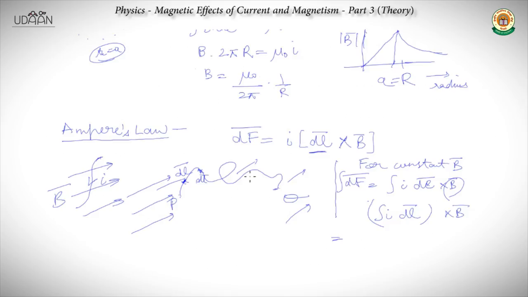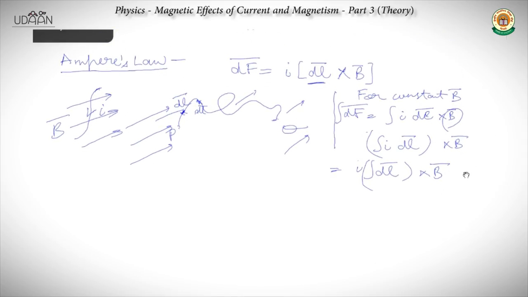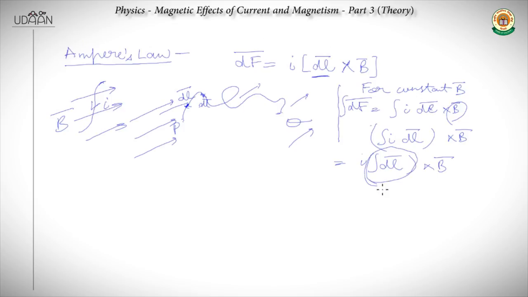Considering I also constant, which is the case in most situations, because we are considering a wire and the current flows and only a particular current will flow. So I integral dl vector cross B vector. It's important to see what this integral of dl vector comes out to be.